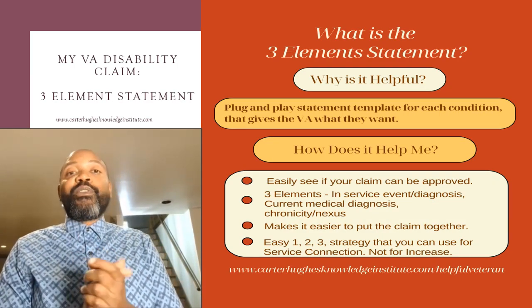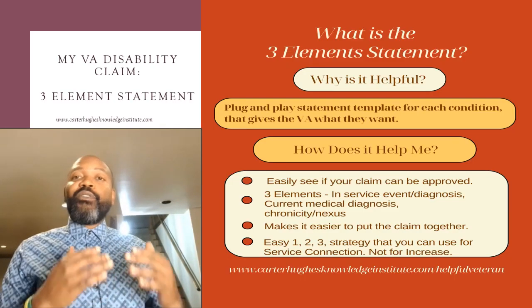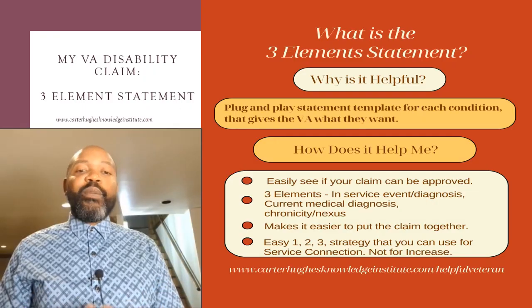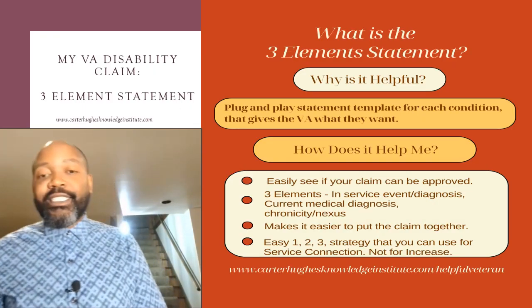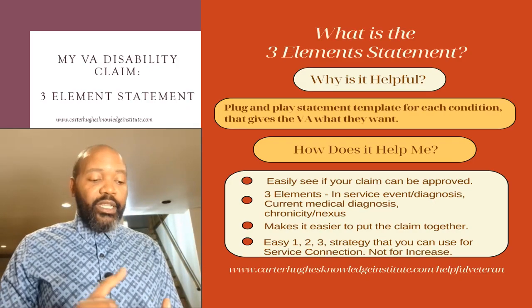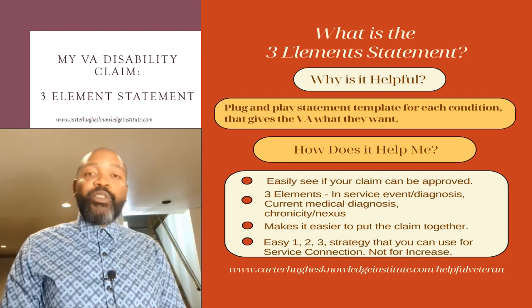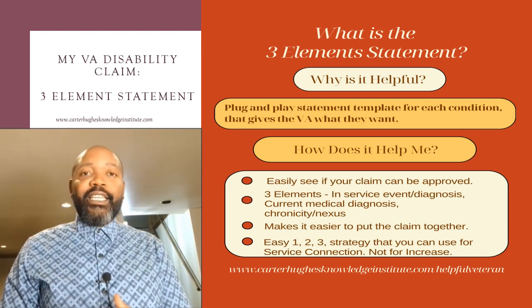All right, we got a new product, a 3-element statement, a new tool to help you lay out your claim in a simple manner. It's a plug and play statement template that you can use for each condition, and it gives the VA what they want from those 3 elements. Number 1, in-service event. Number 2, current medical diagnosis. Number 3, chronicity, nexus link.